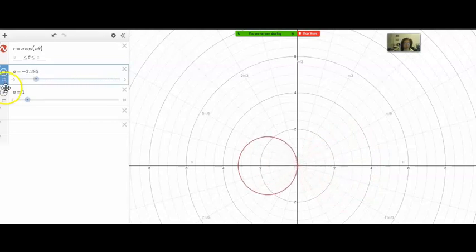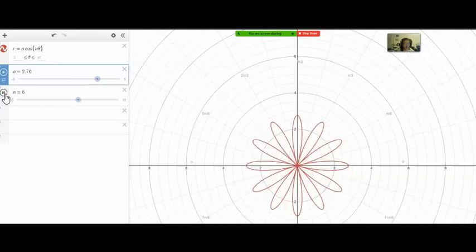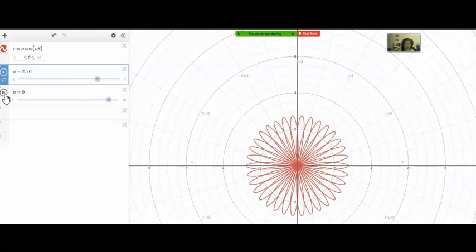All right, so far, nothing too impressive. But now let me show you what happens when I mess with n. Okay, when I mess with n, which is inside our cosine theta, here's what happens. Ooh, look at that. Okay, so I will probably stop it on one of these bad boys.